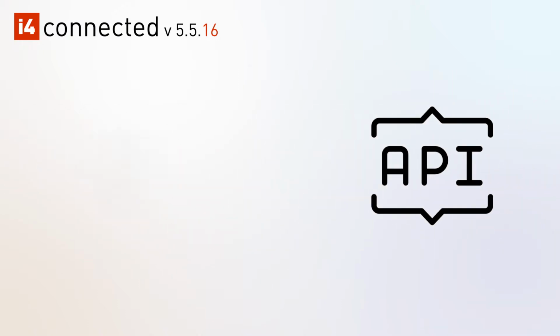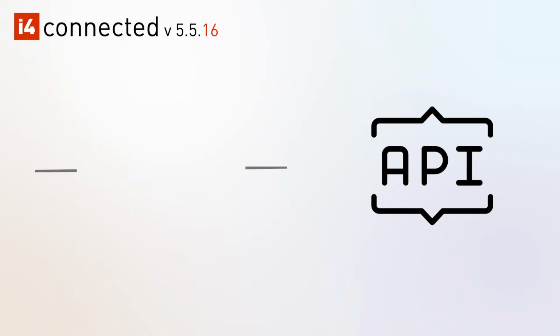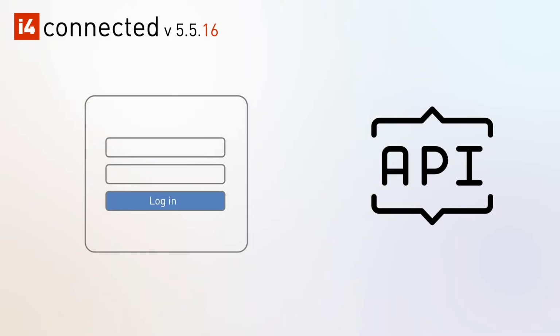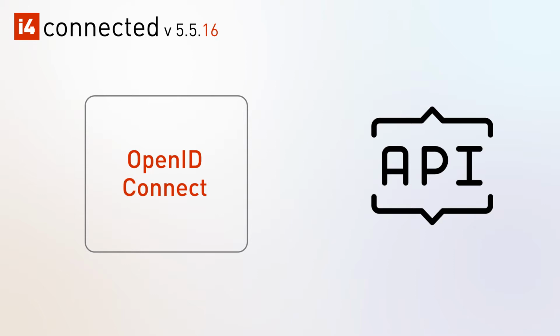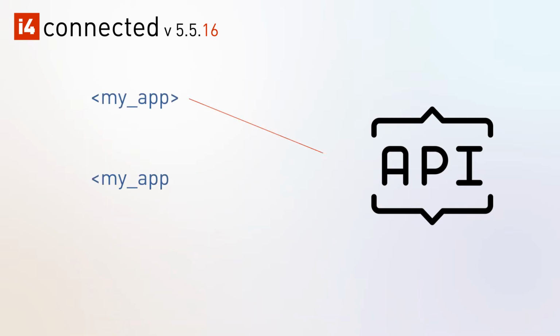Our new API is using the latest .NET Core framework. This allows us to create a more robust and flexible API with no compromises on security. We've also included OAuth 2.0. Using the OpenID Connect standard, you can now set up authentication using all supported social providers and enterprise-level providers. You can make your own app interact with i4connected by simply calling the right method from our API.